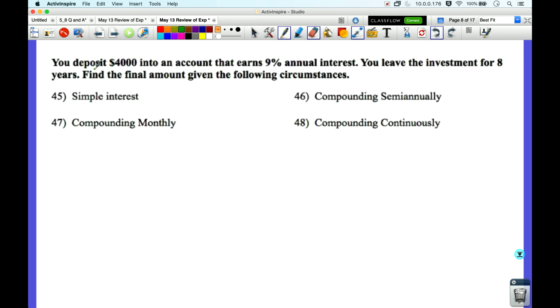All right, another money problem. So you deposit $4,000 into an account that earns 9% annual interest. You leave the investment for 8 years. Given the different circumstances, what's the final amount that you're going to have?